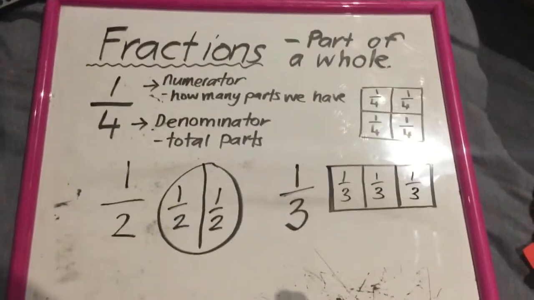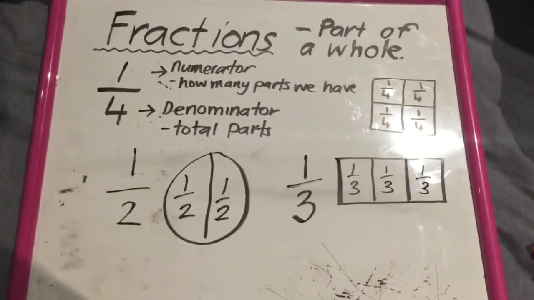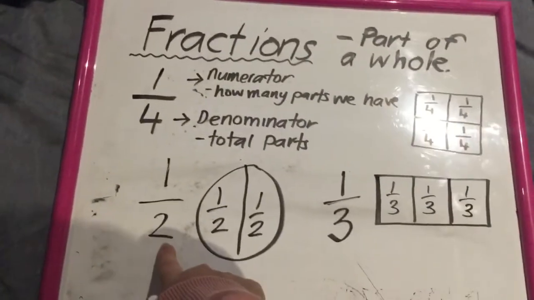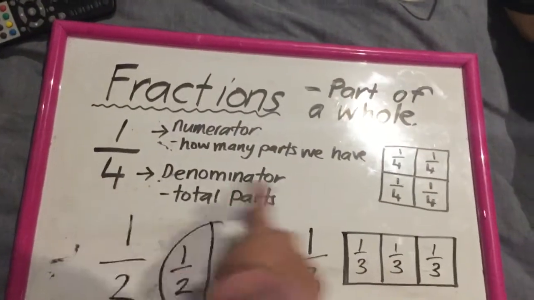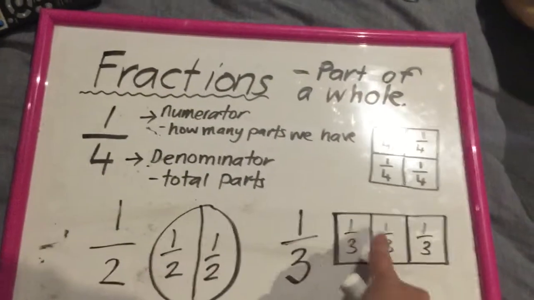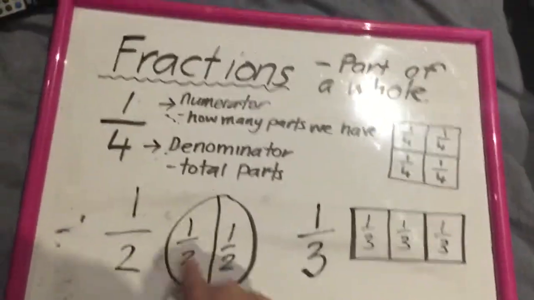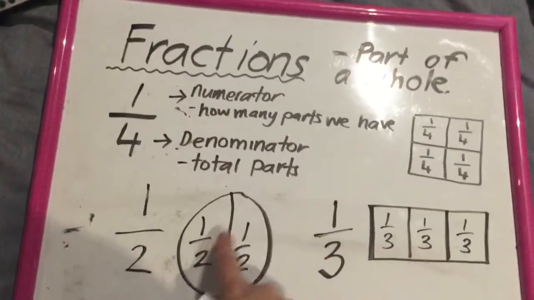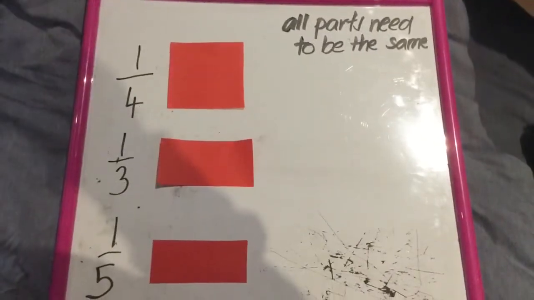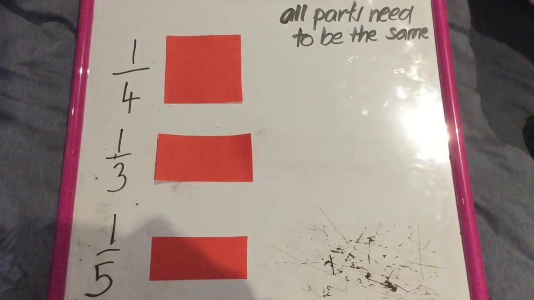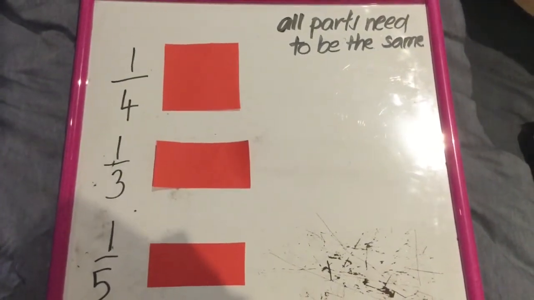Okay, so a fraction is part of a whole number. The bottom number is the denominator, and that tells me how many bits I need to break it up into. And then the top number tells me how many bits I have. So we're going to have a go at making some fractions now.